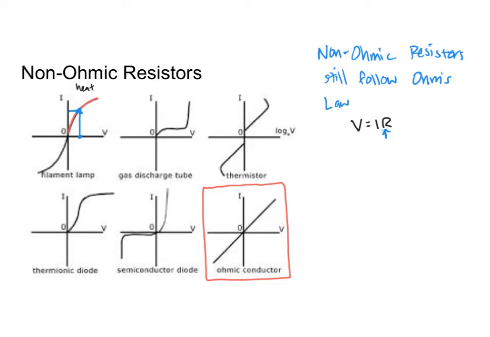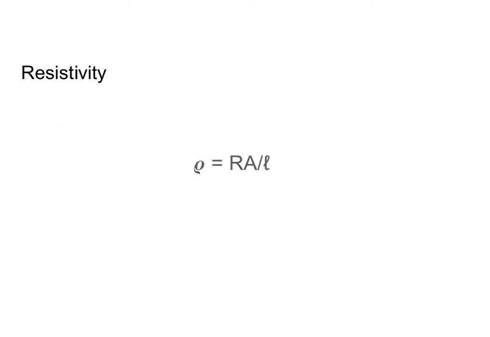So again, that is going to be the key piece of information, or the key way that you're going to be solving these non-ohmic resistor problems. You'll be reading your voltage and current from the graph and using that to figure out your resistance.